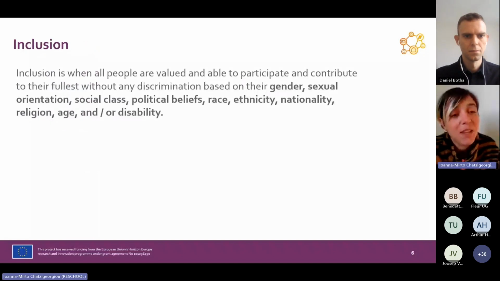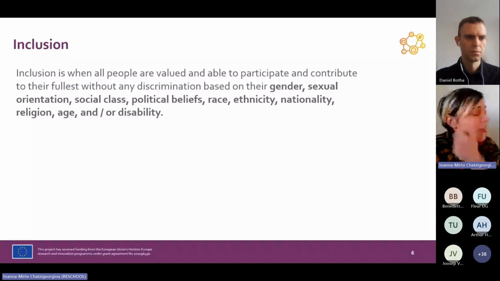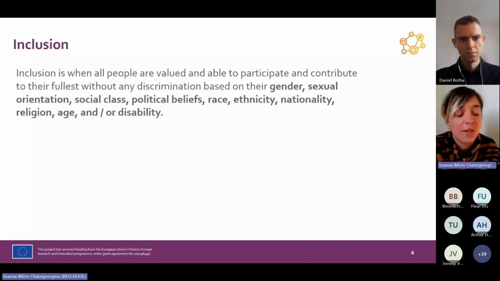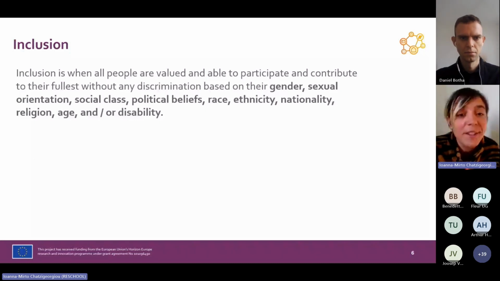Inclusion, as we define it, is when all people are valued and able to participate and contribute to their fullest without any discrimination based on their gender, sexual orientation, social class, political beliefs, race, ethnicity, nationality, religion, age, and or disability. This definition also comes from the recent report by the Scale 3050 project, which released inclusion guidelines, which are also super relevant to what we're discussing today.